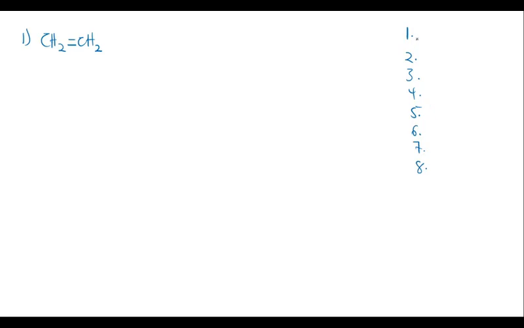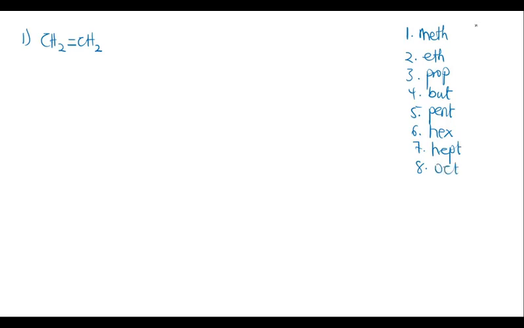When we have one carbon, we use the prefix meth. When we have two, we have eth. Three is prop. Four is but. Five is pent. Six is hex. Seven is hept. And eight is oct. And then it goes on.